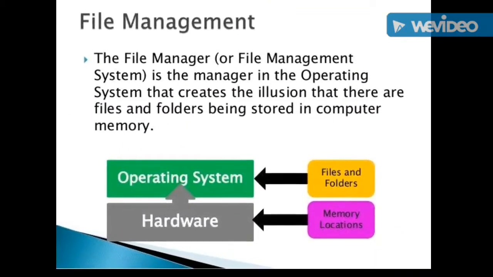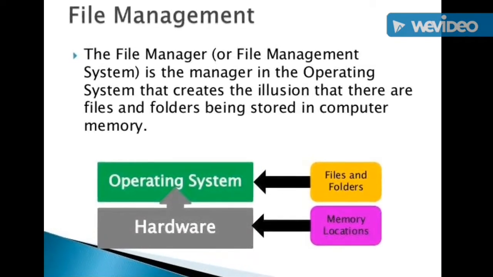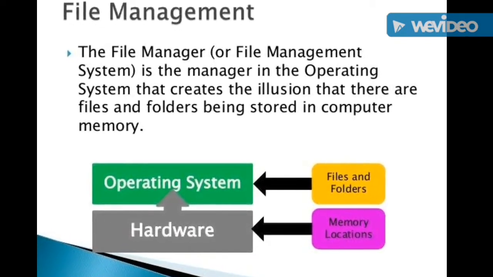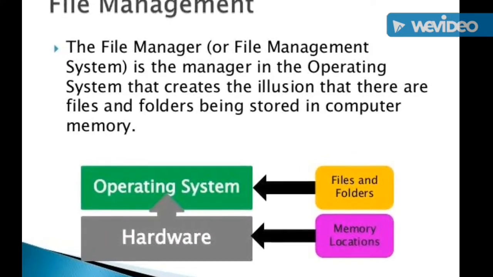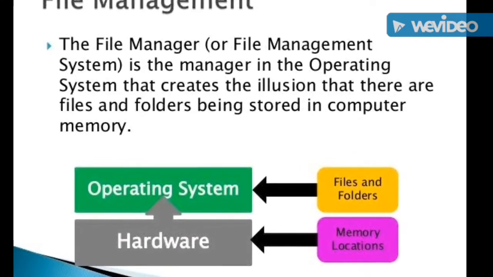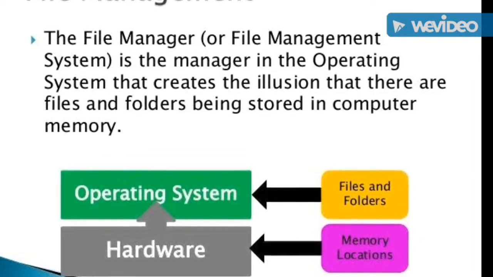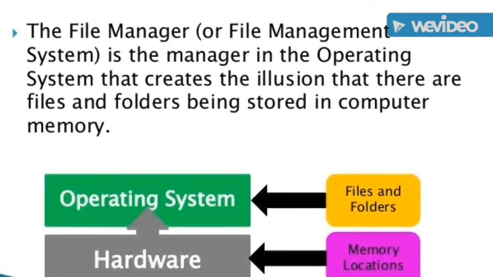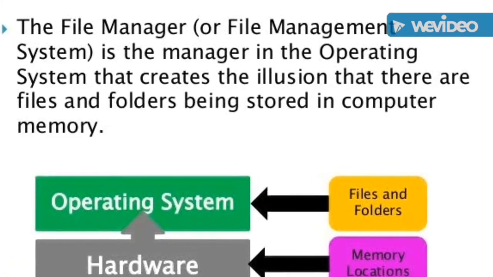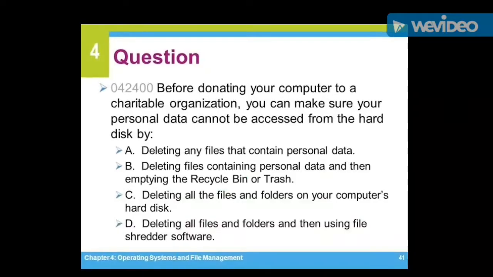Now, the file manager or file management system is the manager in the operating system that creates the illusion that there are files and folders being stored in computer memory. As you can say, hardware is related to the operating system, and the operating system manages the files and folders, and hardware comes in the memory locations. That means memory is stored as a hardware device.